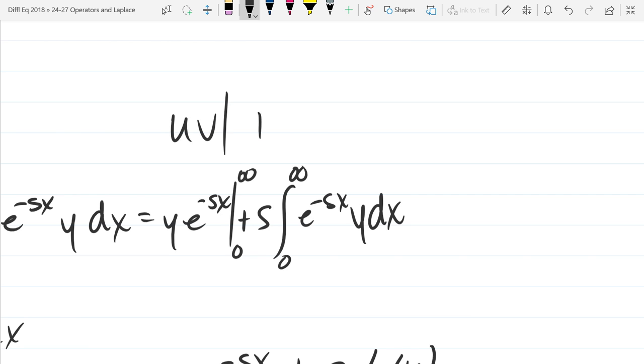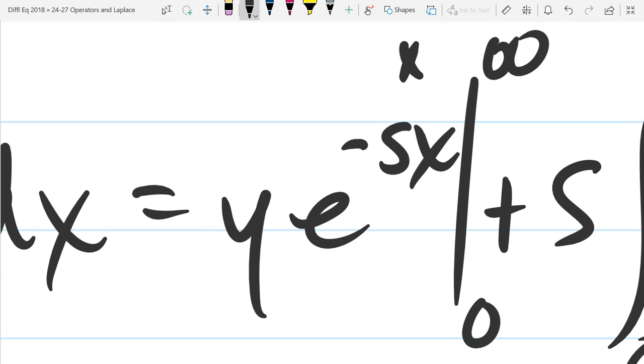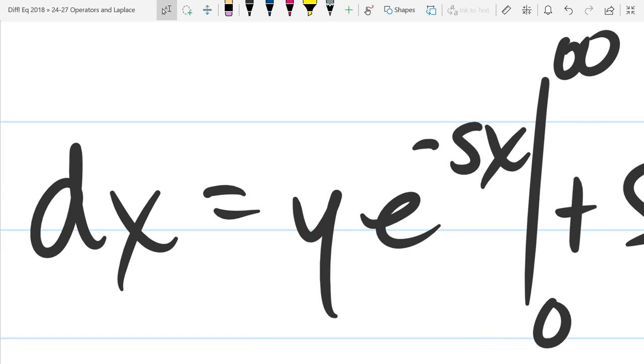So that's uv plus the integral of v du, but you still keep your 0 to infinity endpoints. Let's go ahead and plug those in. We don't know what y is right here, so I can't really plug them in there. However, we are going to evaluate the first one right here. Are these x, or y, or s endpoints? These are x endpoints because we took a dx antiderivative.